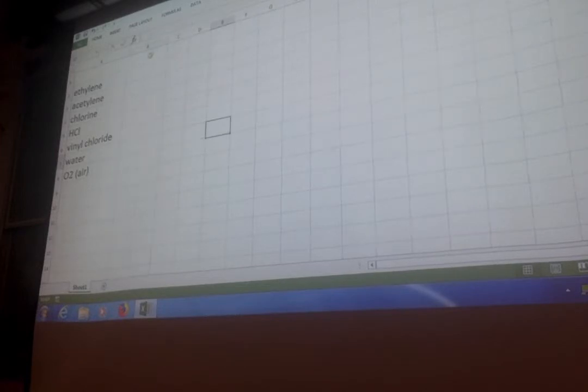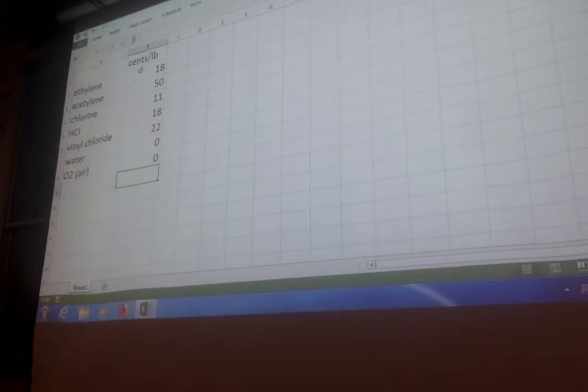I will give the values from your text, and normally you get values per weight, not per mole. So you get cents per pound, and the values that your text has are 18 cents per pound for ethylene, 50 for acetylene, 11 for chlorine, 18 for HCl, 22 for the product, vinyl chloride, and water close to 0, and air, practically 0.